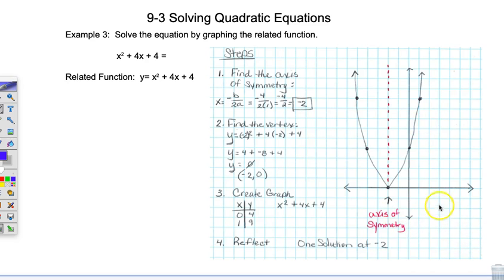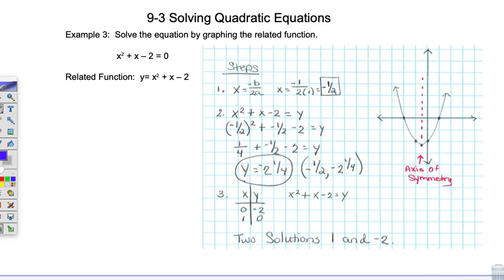Now you can always double check your parabola. This is an upward shaping one. Remember what we said last week about an upward shaping parabola? That a value should be a positive number, and it was, so I know I have a correct graph here.